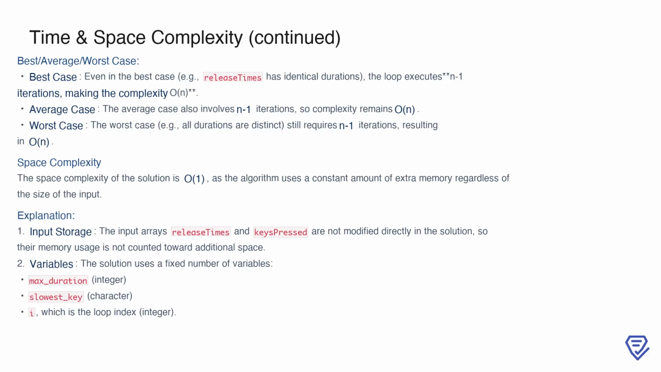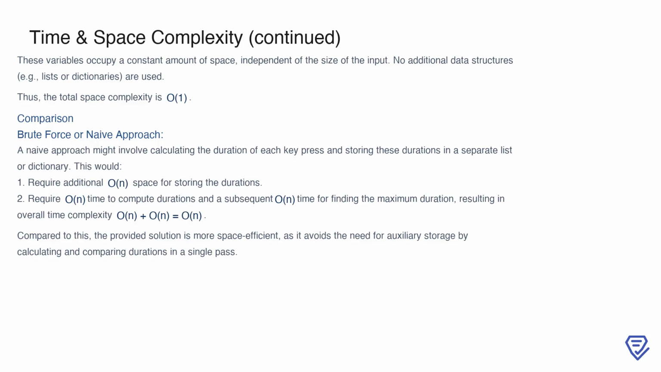This is because the algorithm uses a fixed amount of memory, regardless of the size of the input. The input arrays, releaseTimes and keysPressed, are not modified directly, so their storage does not contribute to additional space. Instead, the solution relies on a constant number of variables: max_duration, slowest_key, and the loop index i. These variables require a fixed and predictable amount of memory. Since the number of variables remains constant and no additional data structures such as lists or dictionaries are used, the space complexity is O(1).